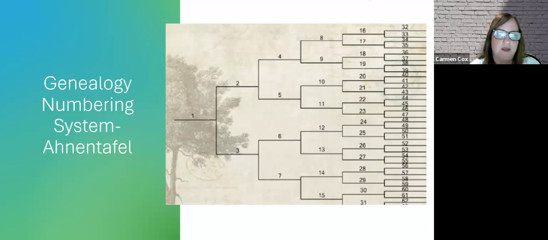So I'm going to start with the numbering system. I'm not going to attempt to say that name because I get it wrong every time. But this is a German word, and it is a standard for genealogy, one of the ways to number your family tree. And if you have Family Search or Ancestry, you can print out your family tree with these numbers. And you're going to see why this is important in a minute.